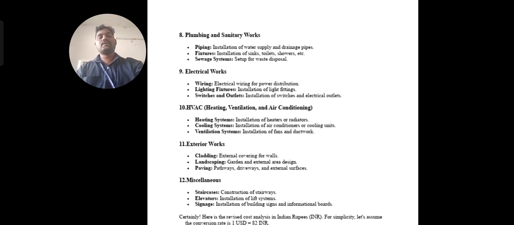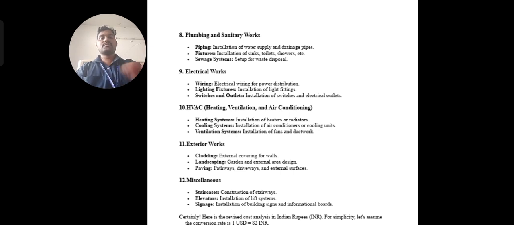The first one is site preparation. After site preparation, there is foundation work. After foundation work, there is the superstructure, and after that masonry work. After masonry work, there are flooring works, then roofing works, then interior and exterior design, plumbing and sanitary works and electrical works, and finally HVAC works and miscellaneous works.